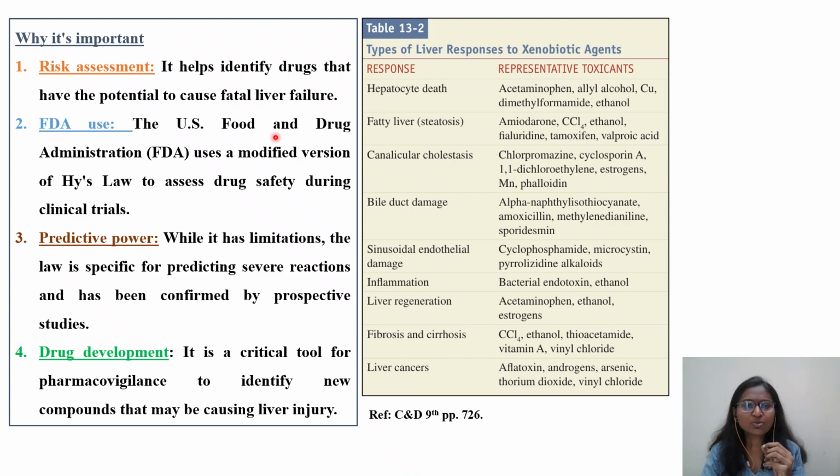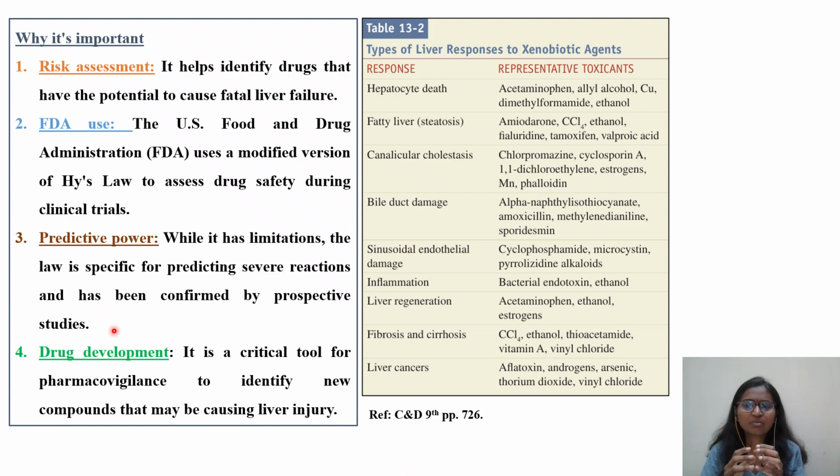Second, the US FDA has a modified version of Hy's law to assess drug safety during initial clinical trials only. We don't want any patient who participated in the trial to undergo fatal liver failure. To contain that, the modified version of Hy's law can be used at the beginning of clinical trials only. Third, it is used for its predictive power. While it has limitations, as every law and every method has, the law is specific for predicting severe reactions and has been confirmed by prospective studies.